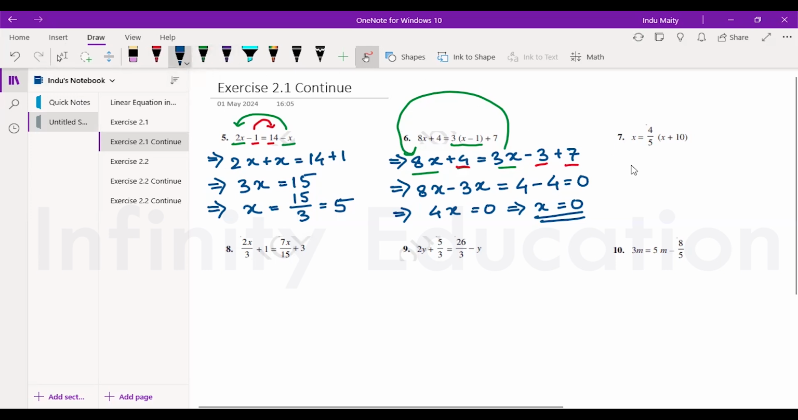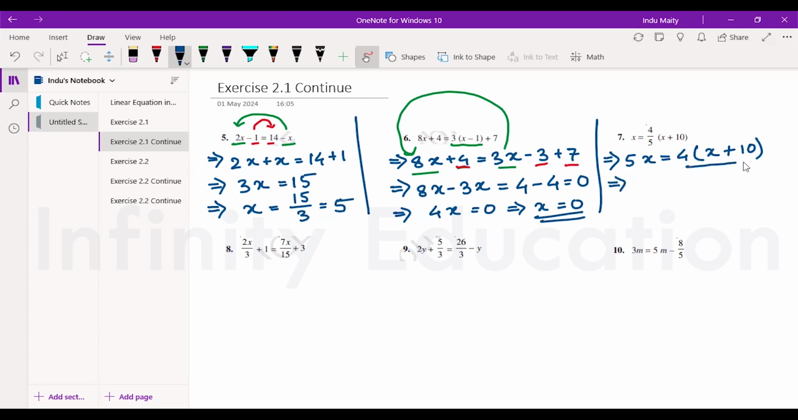Let's do the next one. In the next one, this 5 is divided on the right side, so we will simply multiply it on the left side. So it will be 5x is equal to 4 into x plus 10. Now, on the next line, we will do the simplification for this. So this will be 5x is equal to 4x plus 40, since 4 into x is 4x and 4 into 10 is 40.